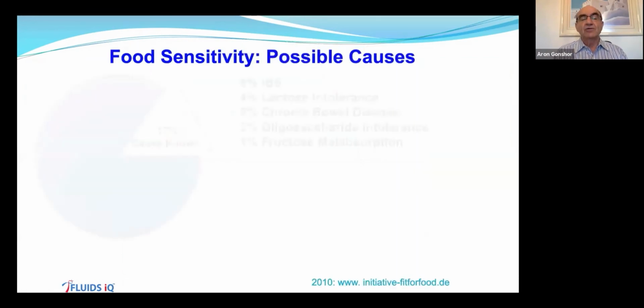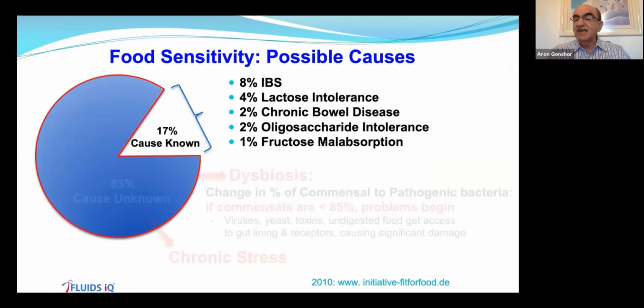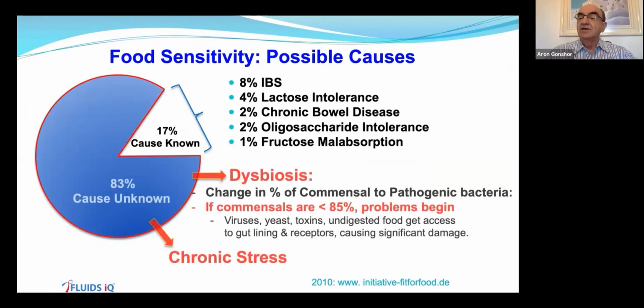In fact, we know that with food sensitivities, we only know about maybe 17%, 20% of the causes. About 83% is unknown. And we are beginning to realize that it is due mostly to dysbiosis, here we are again with the bacteria, and chronic stress, which we will not discuss in detail this week. Reed and I will discuss that next month.